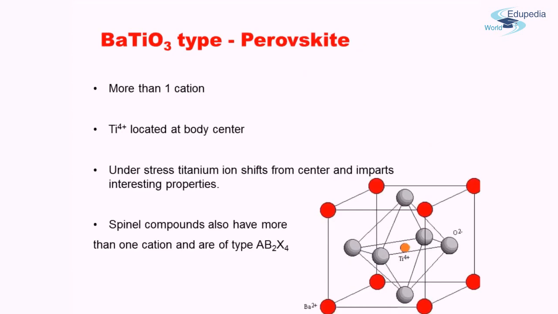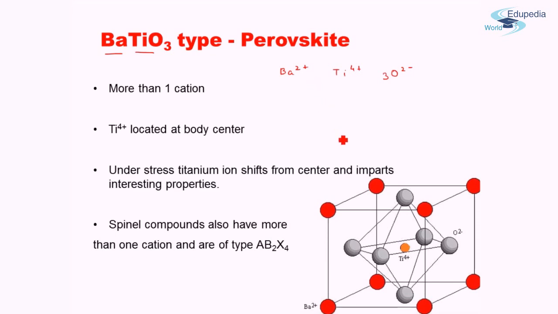Now let us see a little more complicated structure in which we have more than one cation. Specifically, in the example we will see BaTiO3, we have 2 cations, one is Ba and the other is Ti. Now what are the charges? We can write this as Ba2+, Ti4+ and O2-, but we have 3 O, thereby balancing out the charge. This structure is known as the perovskite structure.